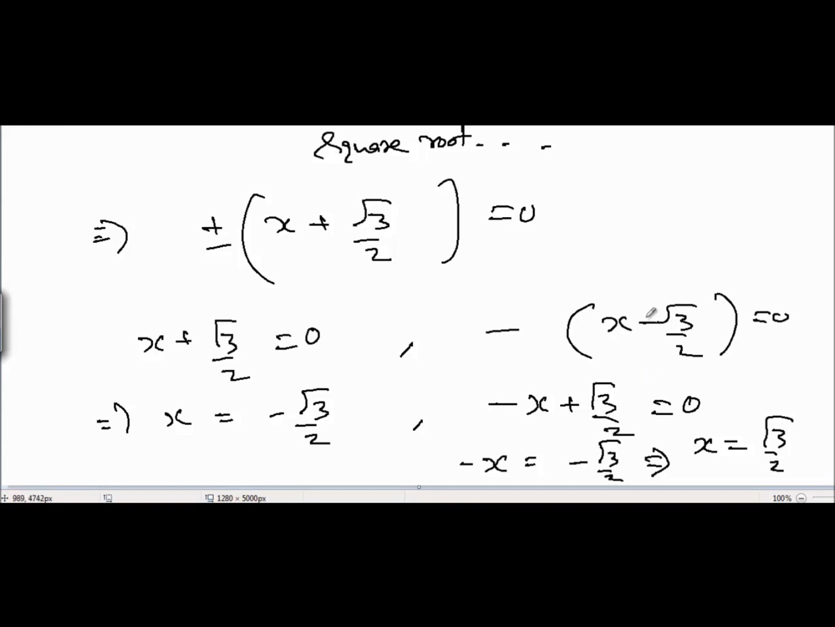One second, here the sign should be plus actually, not minus, so I made a mistake here. Here the sign should be minus, and when it goes to the other side it becomes plus here. So x is equal to minus under root 3 by 2 here. So I get two values of x here, minus under root 3 by 2, minus under root 3 by 2 here. So these are two values of x.